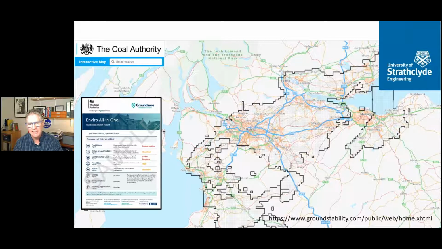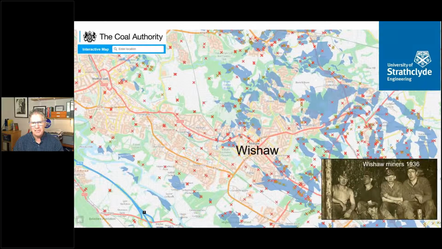It wasn't until 1872, I believe, that mines were required to provide plans of their mine workings. So consequently, as a lot of mining happened before then, any of these sites are not going to be completely exhaustive, and there's always potential surprises at any site that's underlain by, in particular, shallow workings. Just to home in, this is from that interactive map. This is Motherwell and Wishaw.